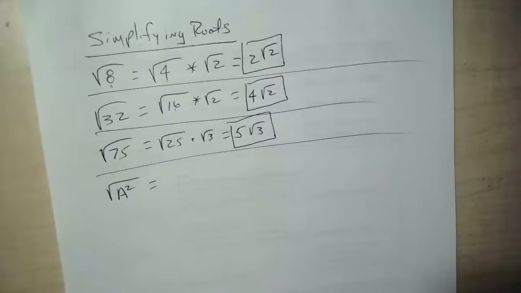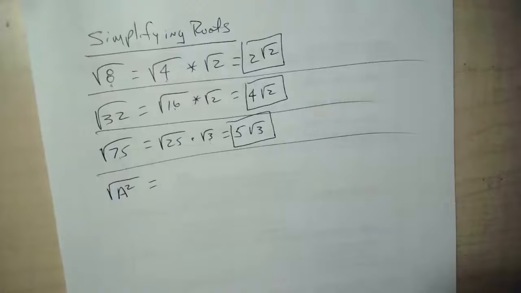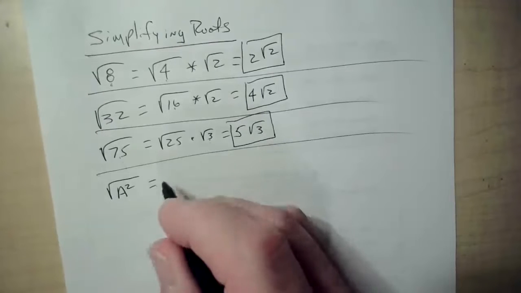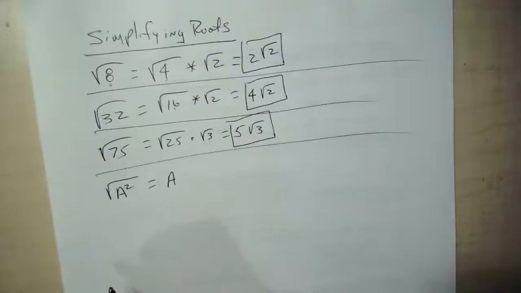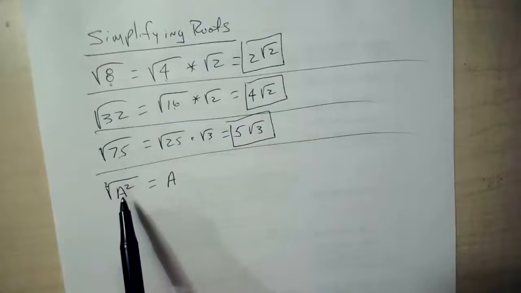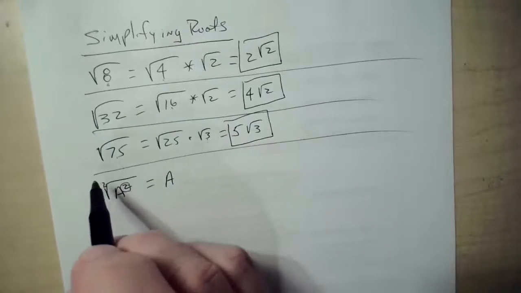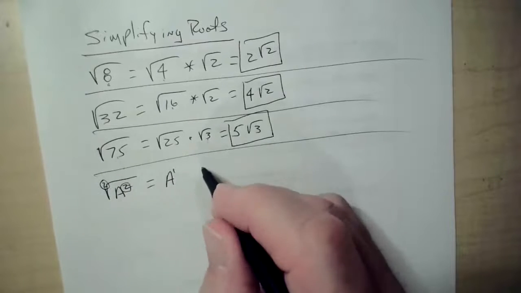Now remember, what does the square root symbol, or the radical, mean? It means what number times itself. What number times itself is a squared? A. Just a, right? A times a is a squared. What we're doing is, remember, the index is 2. So we're dividing this 2 by that 2. That's a to the first.